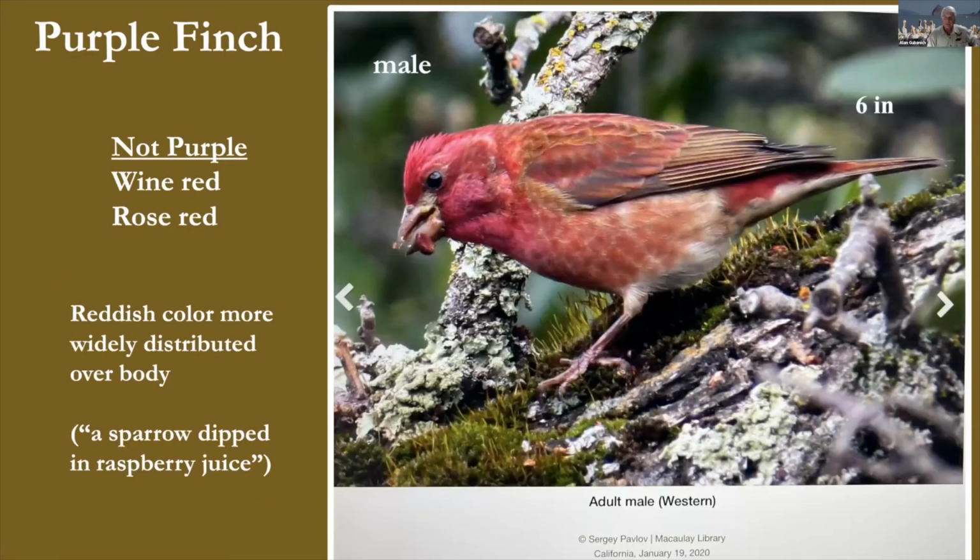Now, purple finch. I don't have any pictures of my own of purple finches, so I had to go to the web to get some. And note, they're not purple. The name is a misnomer. They're kind of like the color of red wine or red roses and so on. In fact, Roger Tory Peterson once described purple finches as a sparrow dipped in raspberry juice. So think about raspberry color. And notice how it's over so much more of the body than it is even in the Cassin's finch.